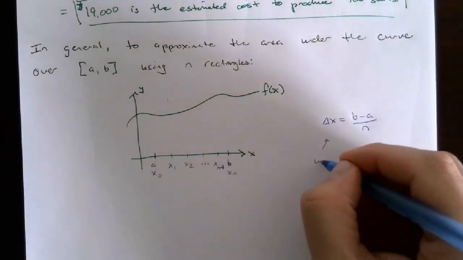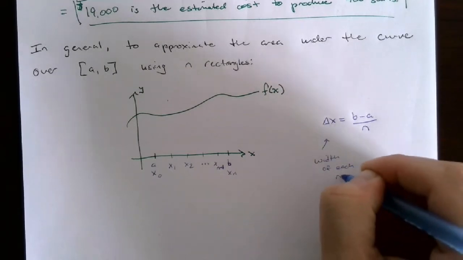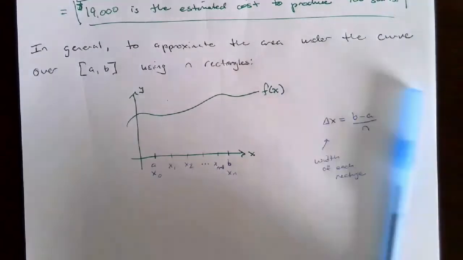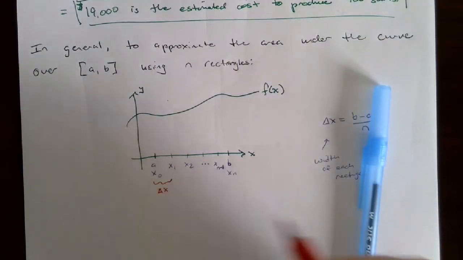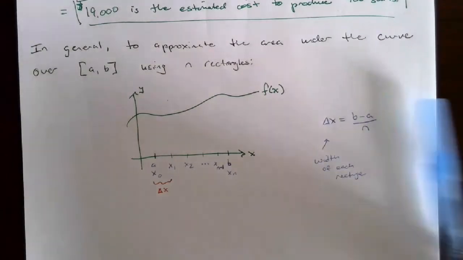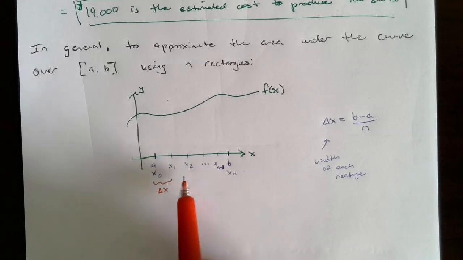Delta x gives you the width of each rectangle. So the space here between x0 and x1 is delta x, whatever that number comes out to be. The space between x1 and x2 is delta x. Between x2 and x3 would be delta x, all the way up to the very end. The spacing between them is always delta x.